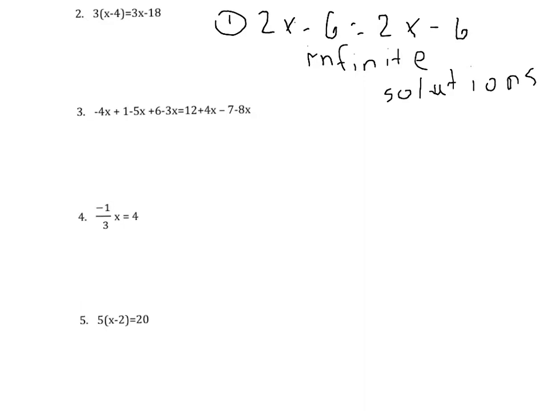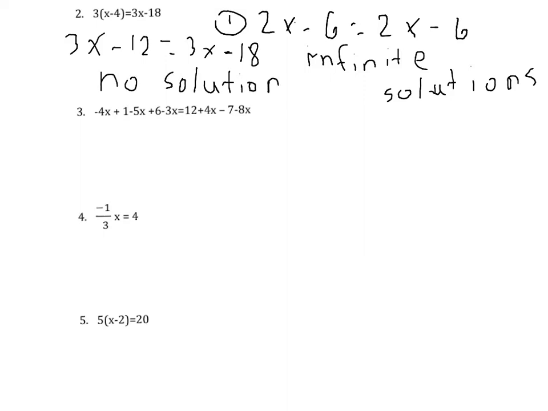And so the next one, when you distribute, that's 3x minus 12 equals 3x minus 18. 3x is always going to be equivalent, but negative 12 will never be equivalent to negative 18. So that's also another special case, no solution. Nothing's possible to make that true.